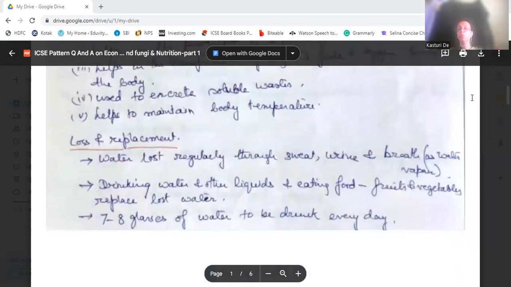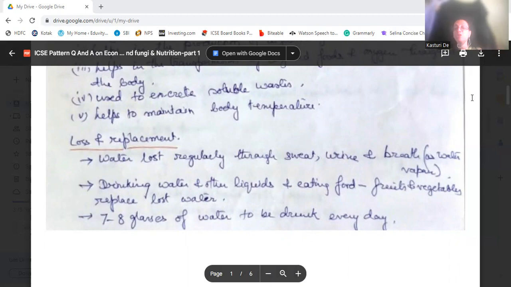Now, water is lost regularly through sweat, urine, and breath. Okay, it is continuously lost and replaced. Breath as water vapor. Okay, when we breathe out, we also breathe out some water vapor along with carbon dioxide. So when we are breathing out, water is also coming out. Water is lost from our body as water vapor.